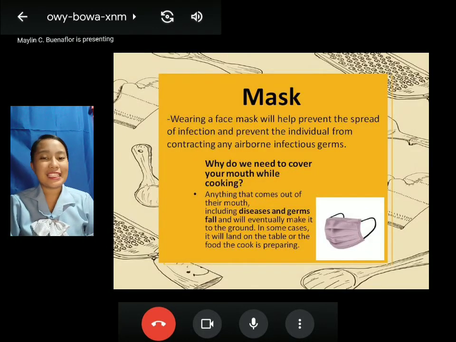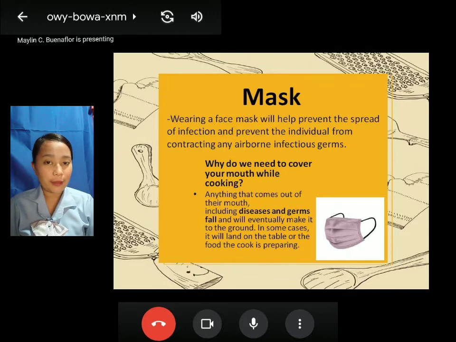And the next one is mask. So, wearing a face mask is also important because it will help us prevent the spreading of infectious germs. So, why do we need to cover our mouth while we are cooking? Can you please read, Samantha? Okay, thank you so much.